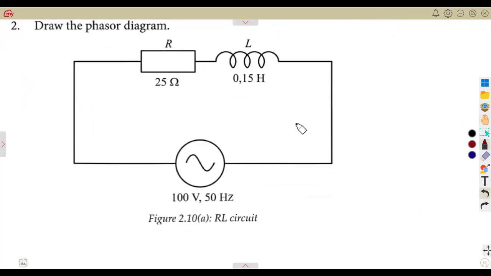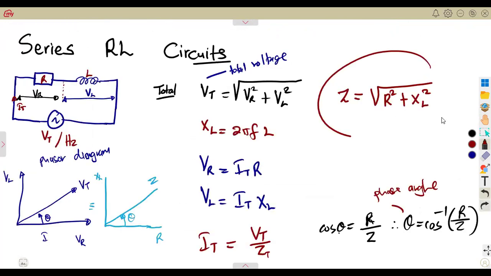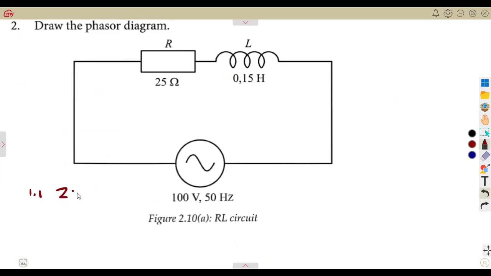So how are we going to obtain the total impedance of the circuit, which is Z? As we saw, guys, we can obtain this from the phasor sum. We have R squared plus XL squared. So that is our total impedance of the circuit. So Z is simply equal to the square root of R squared plus XL squared.